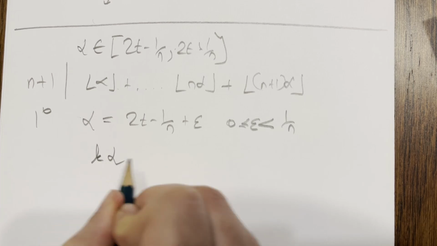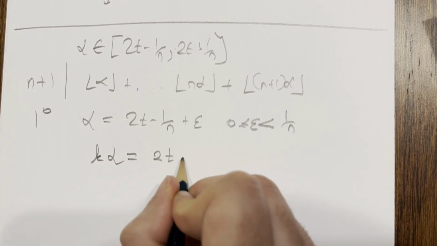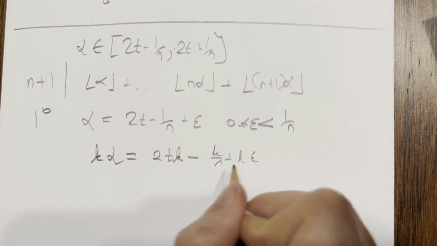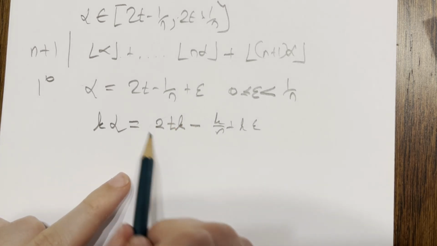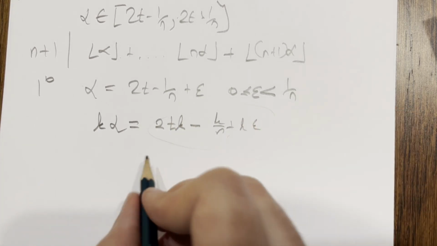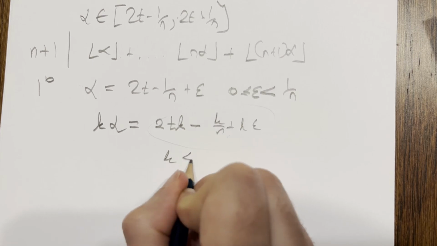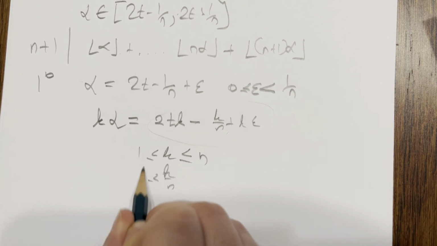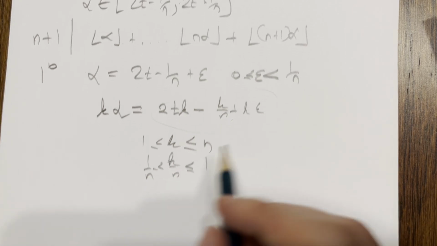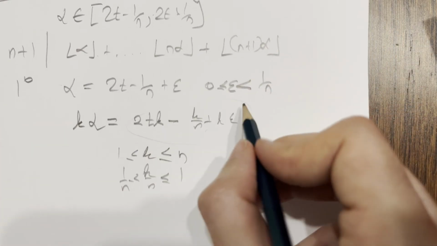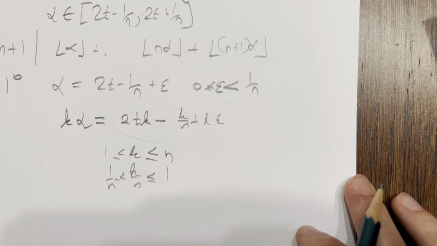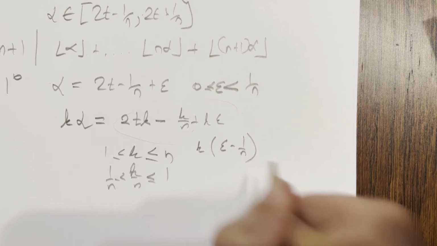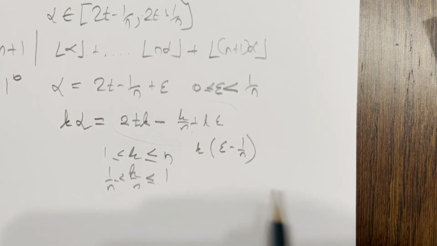Then k times alpha is going to be equal to 2tk minus k over n plus k epsilon. Now, what is the floor of this? So now we are looking at k epsilon. We know that k is less than or equal to n, greater than or equal to 1. So k over n is greater than or equal to 1 over n, less than or equal to 1. And now we have also here, actually, this is k epsilon, and this is actually just k times epsilon minus 1 over n, right? So now what do we have with this?